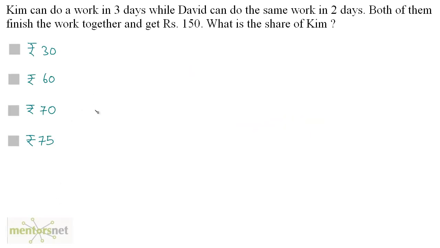Kim can do a work in 3 days while David can do the same work in 2 days. Both of them finish the work together and get rupees 150. What is the share of Kim?